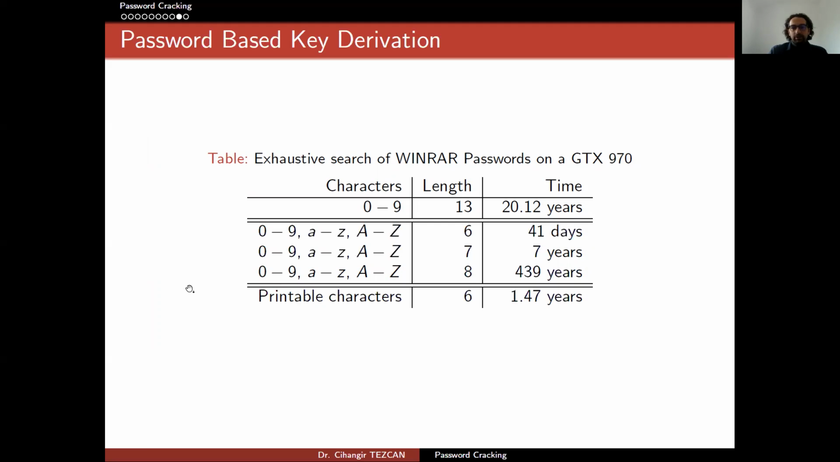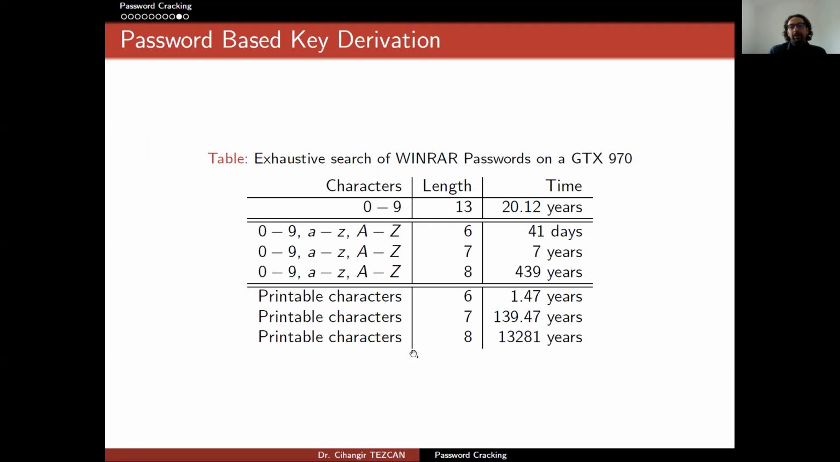So let's also see what happens if you choose all of the printable characters. For a 6-character password, it will take more than a year. For 7 characters, it takes more than 100 years. And if you choose 8-character passwords, it will take 13,000 years on this GPU. So you might see that, okay, these lengths are secure, but actually you have to look at the picture in this way. This is an old GPU.